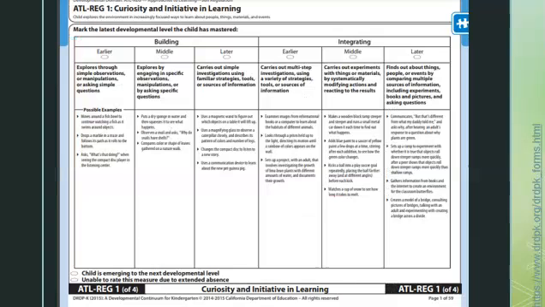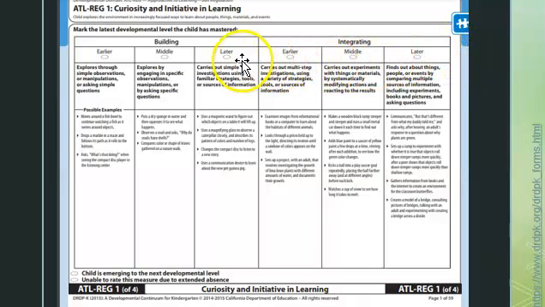Once you open the actual tool and you're ready to use it, you've read through the instructions, this is what the first page will look like. This is the first measure for the first domain, and that is the approaches to learning, curiosity, and initiative in learning. Below the title, there is a brief description, followed by the stages of development. So you, the teacher, your job on this page is to just bubble in one of these stages according to where the child is developmentally.